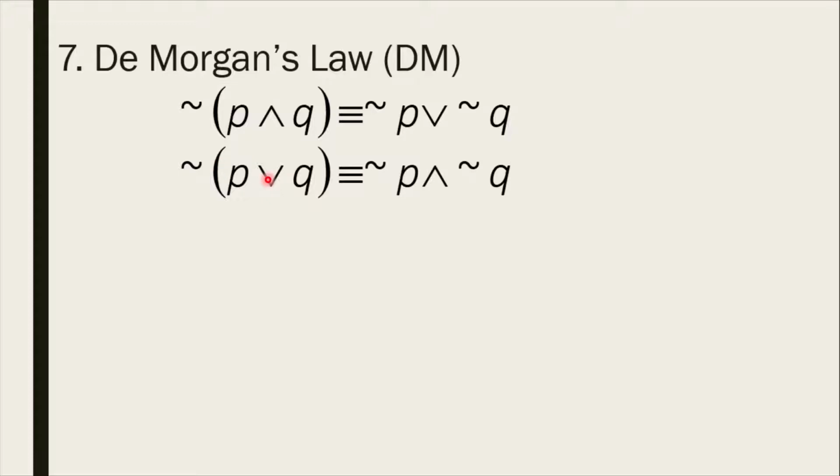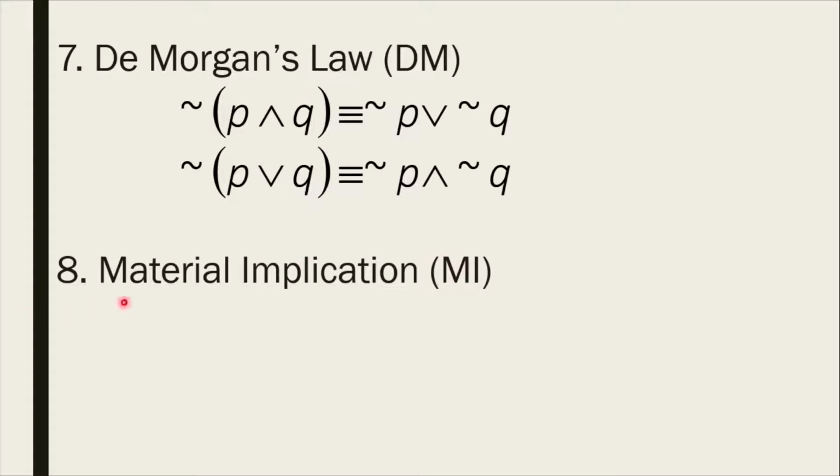Next is De Morgan's law. In De Morgan's law, the negation of the conjunction is equivalent to the disjunction of its negated constituents. As you notice here, if we negate the conjunction of P and Q, it is just equivalent to the disjunction of their negations. Also, if we have a negation of a disjunction, it is just equivalent to the conjunction of their negations. That's De Morgan's law.